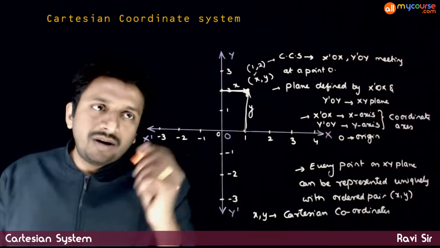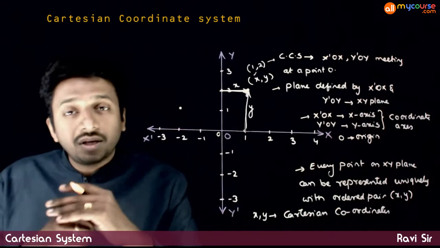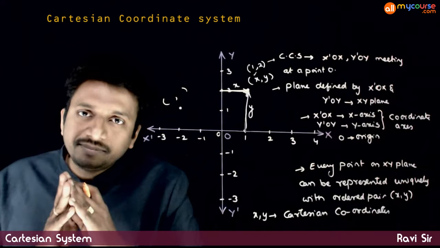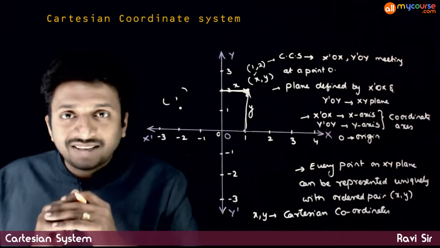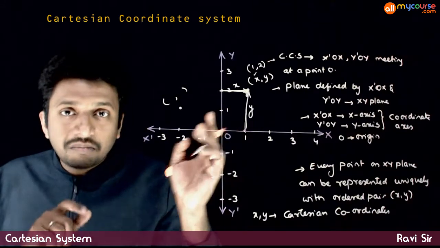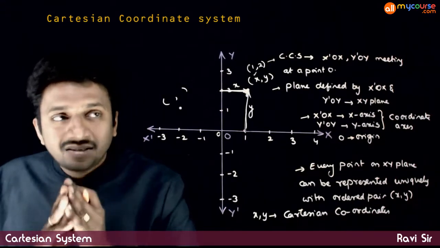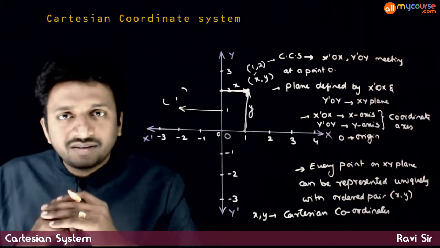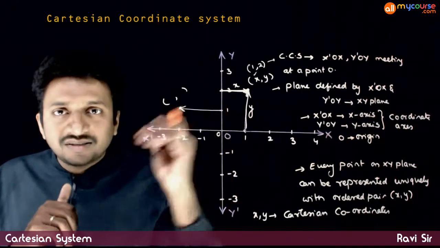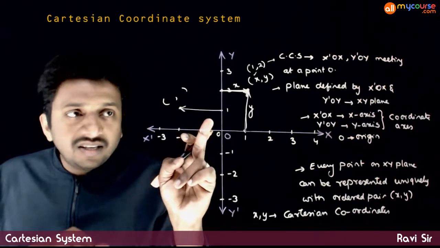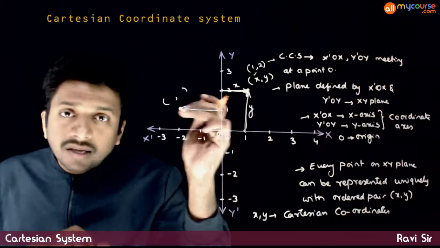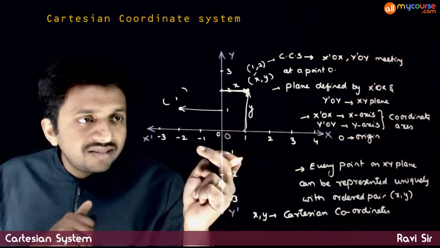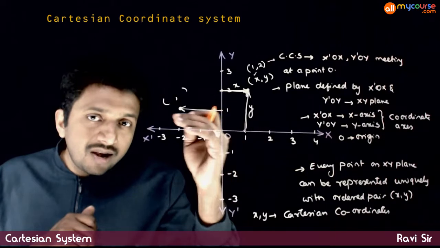So if you take any other point, let us take this point. What are the coordinates of this point? Again, there are two coordinates, the x-coordinate and the y-coordinate. The x-coordinate is defined as the distance from the y-axis measured along the x-axis. So this distance will be the x-coordinate. You start from the y-axis and measure the distance. As you can very clearly see, the direction in which you are going is the negative x direction. So you're going along negative x.